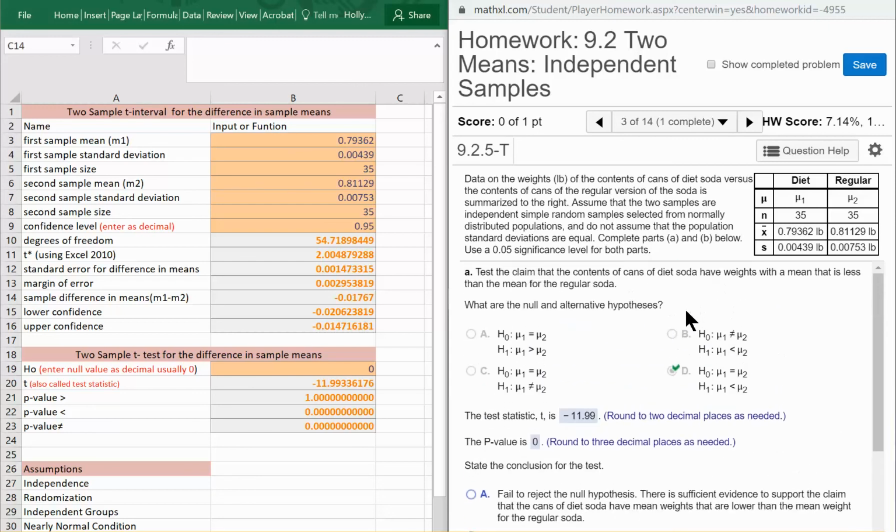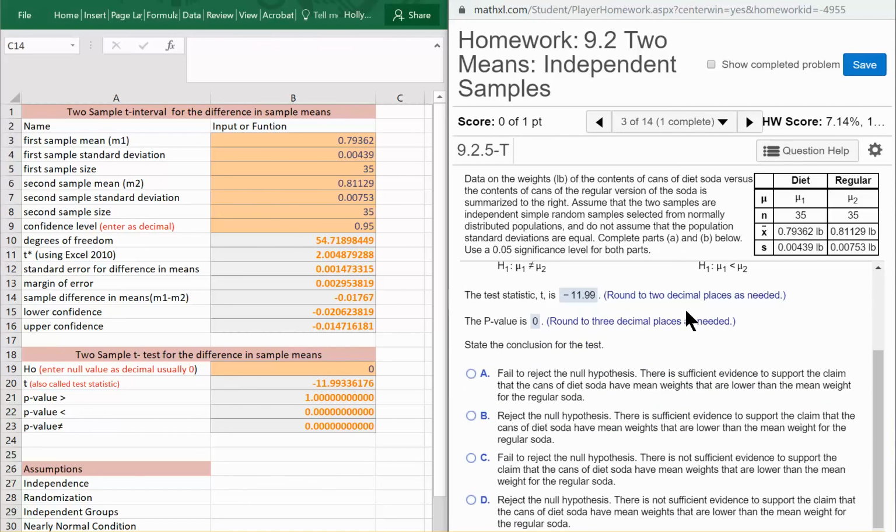Let's go back and find our claim. Test the claim that the contents of diet soda have weights with a mean less than the mean of regular soda. Well, if we reject our null, that means there is evidence for the claim. So we're going to reject our null. There is sufficient evidence to support the claim that cans of diet soda have the mean weight that is lower than the mean weight for regular soda.